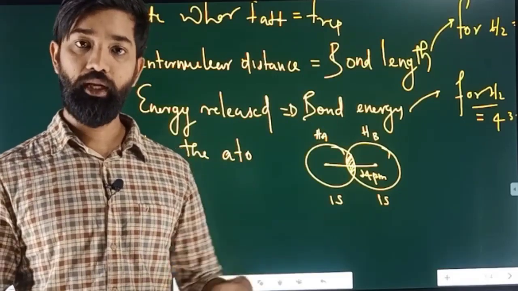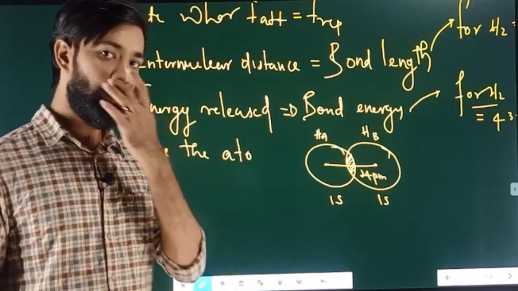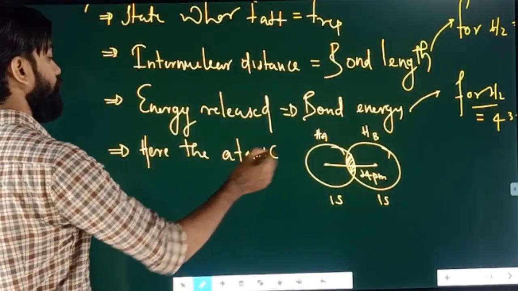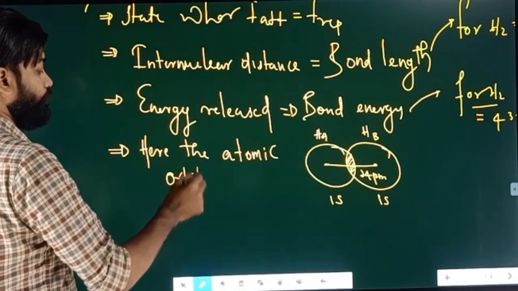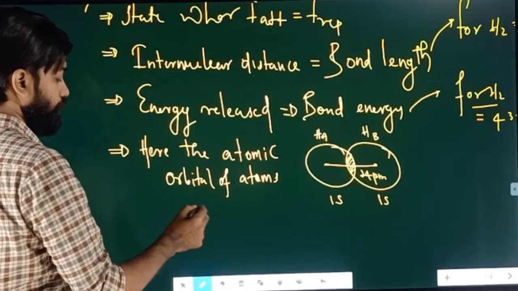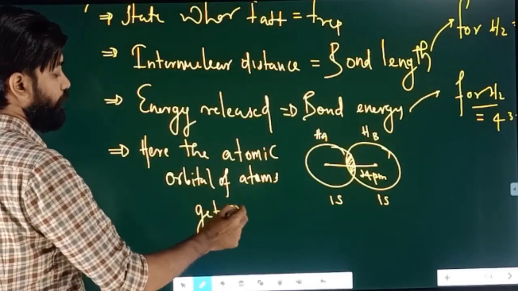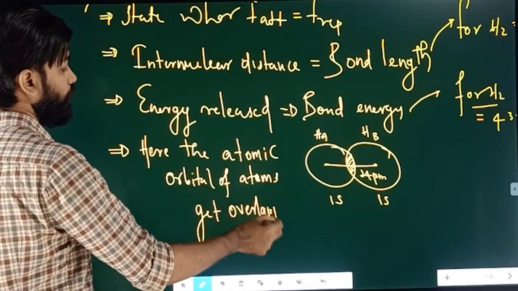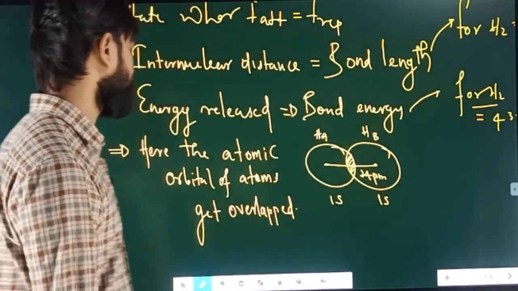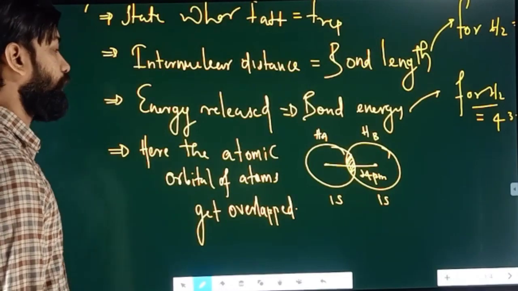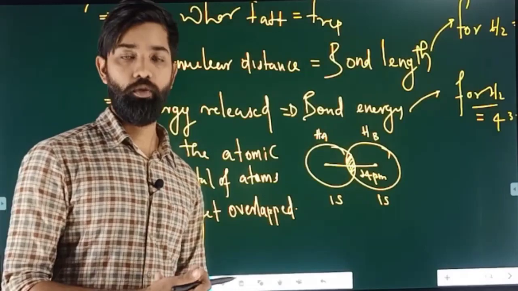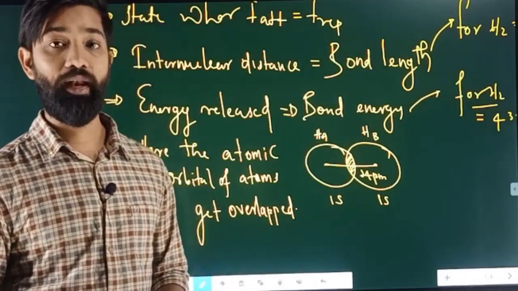That equilibrium state is said to be the bonded state, and in that state, the atomic orbitals of the atoms get overlapped. So this is how a bond is formed, and it is explained on the basis of valence bond theory.